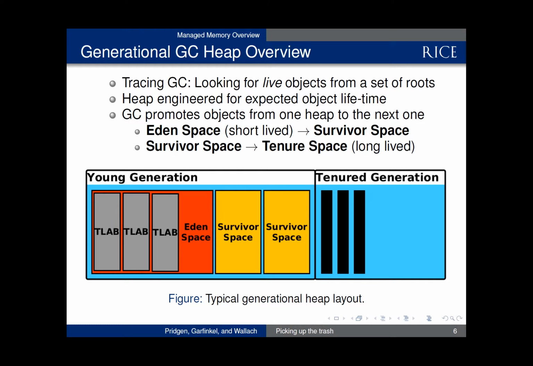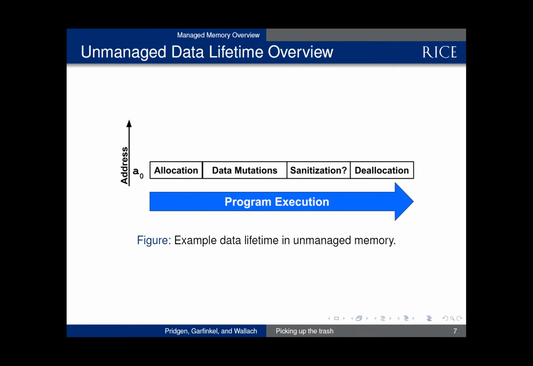And then after a garbage collection cycle, the objects are promoted into the survivor space. Survivor space uses copy collection. Copy collection means that anytime garbage collection happens here in the survivor space, it just copies to the next survivor space, and so on and so forth, until the object is actually promoted up into the tenure space.